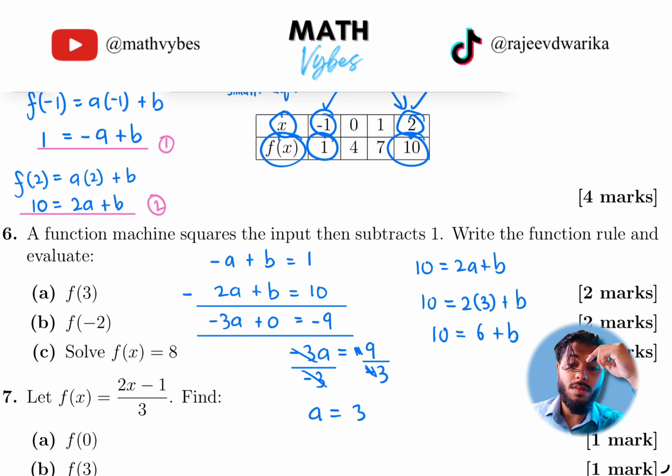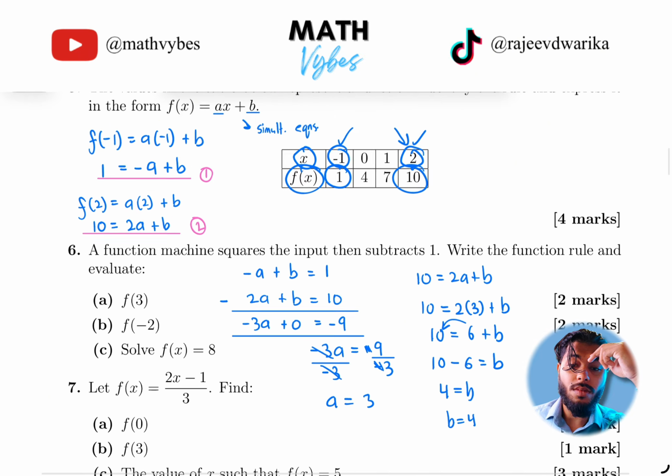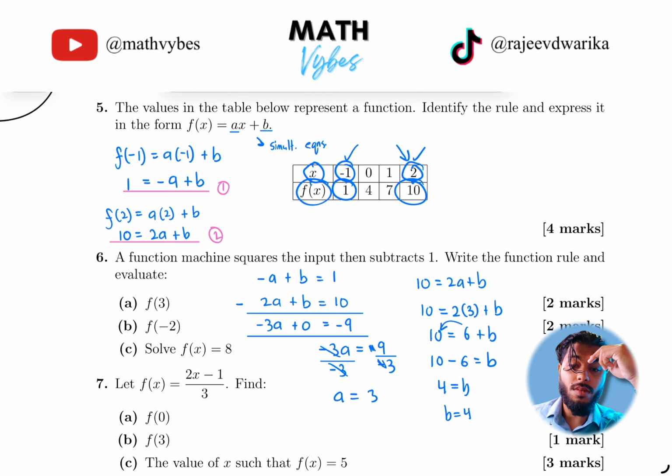Now, I want to find b, right? B is the only unknown here, so I could find it. For me to do that, I'm going to take this positive 6 and move it across. If I move across positive 6, that's going to turn to negative 6. So 10 minus 6 is equal to b. So what is 10 minus 6? That's 4. So 4 is equal to b. So b is equal to 4. Again, we got the same answer as all the other methods, right? So I can summarize now. So f of x is equal to a is 3, so 3x, plus b is 4.